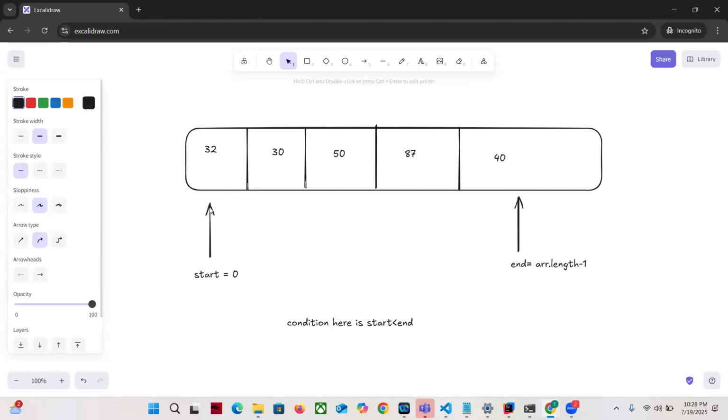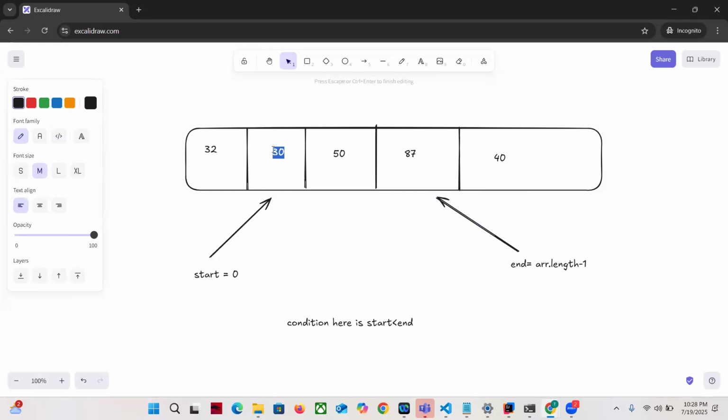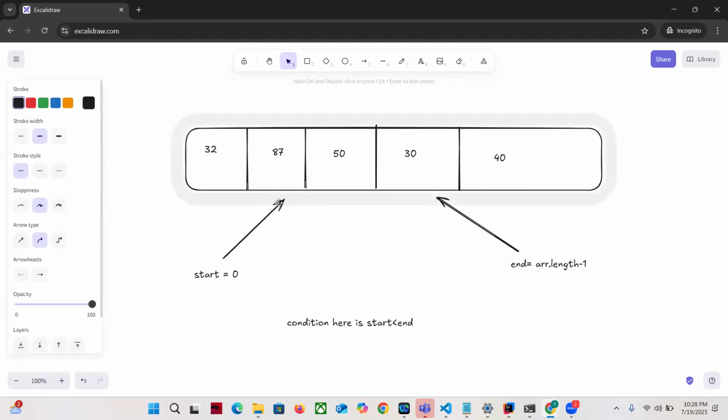Now once this is done, again shift the pointer to here. Then again shift the pointer to here. Then what is happening here? Again swap the values, 87, 30. Now both start and end are pointing to the same position. So your reversal is completed. This is called in-place reversal of data. This is the popular two-pointer algorithm that we use.